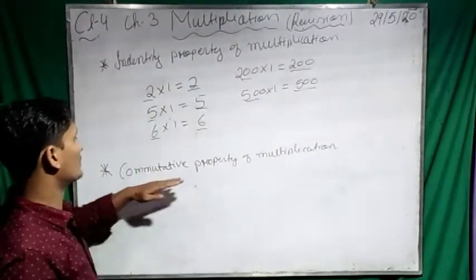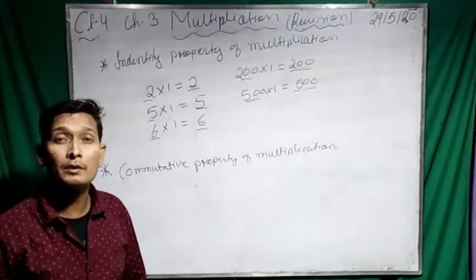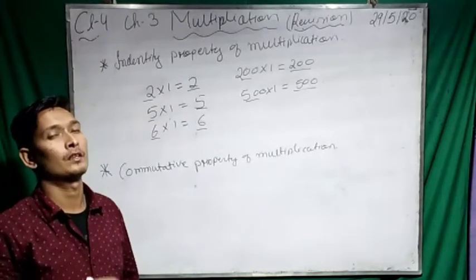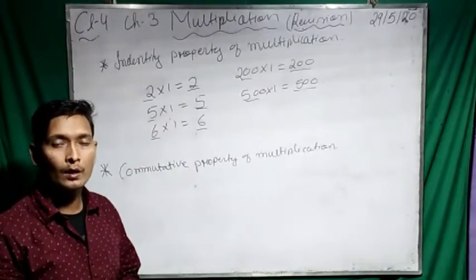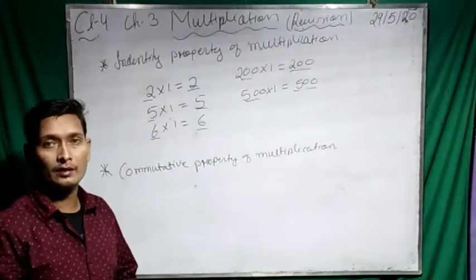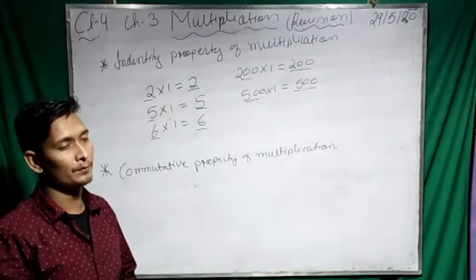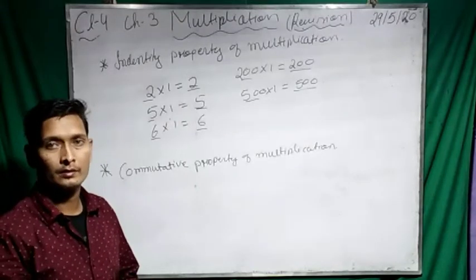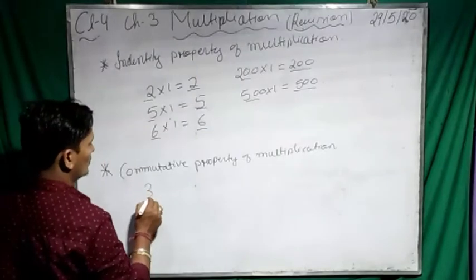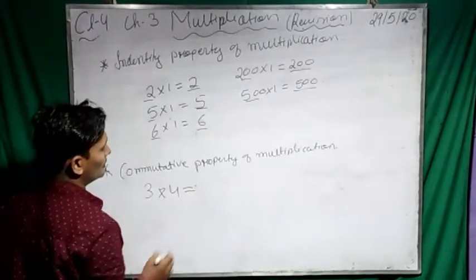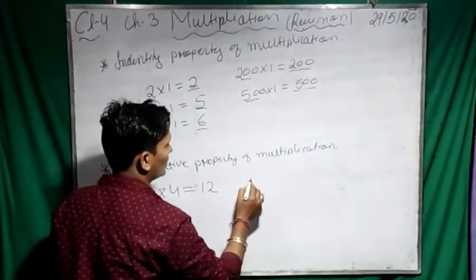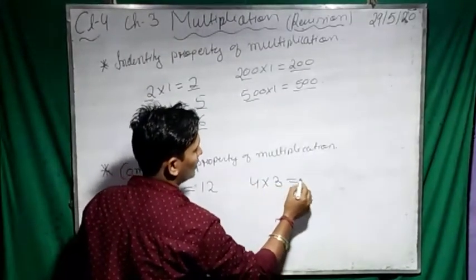Now, commutative property of multiplication. What do you mean by commutative property of multiplication? It is that even when we change the order of the numbers being multiplied, the value of the product does not change. It means if we change the order of the numbers, the answer will not change. Suppose 3 multiplied by 4. How much? 3 4s are 12. If we write 4 multiplied by 3, what will the answer be?